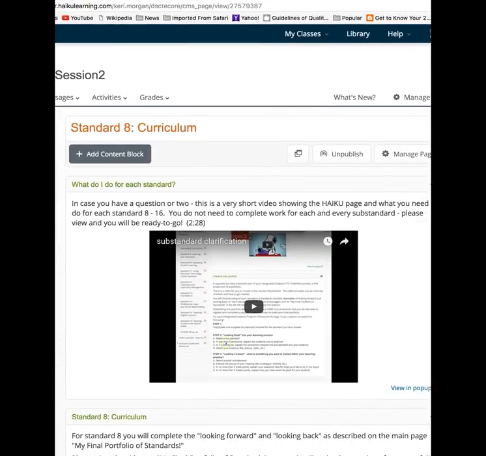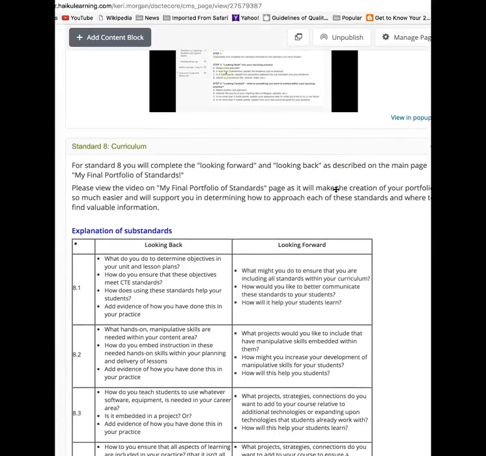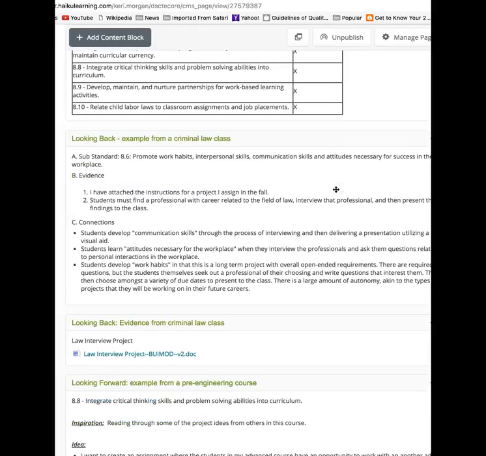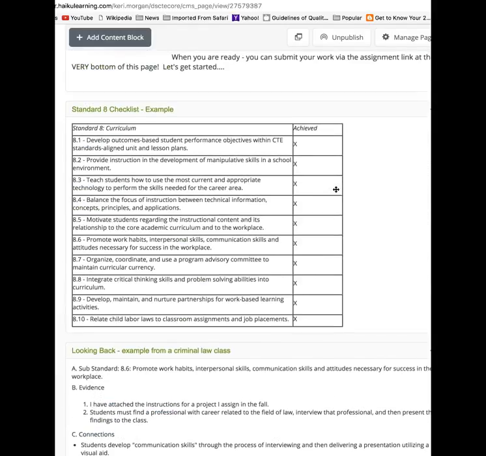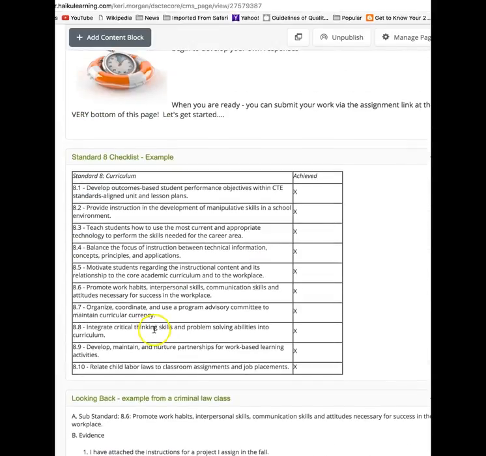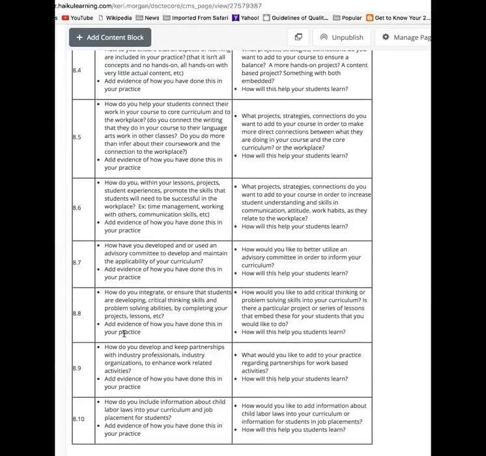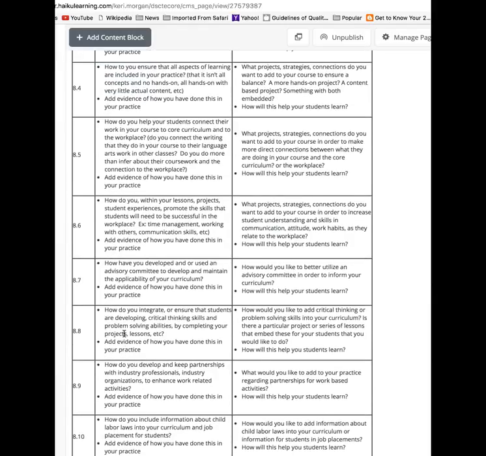So let's take a look. Standard 8. Which one am I going to pick? Well, here's my checklist. Let's say that I decide to pick, integrate critical thinking skills and problem solving skills into the curriculum. I have this idea for something I want to do that has to do with this. Well, let me look at my questions to help me out. Am I understanding the substandard right?